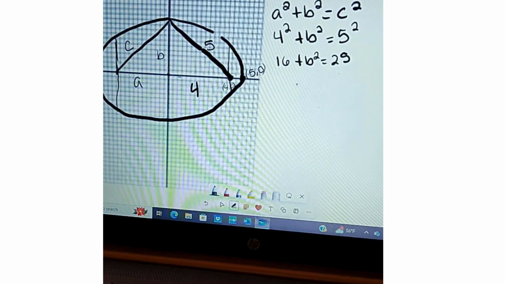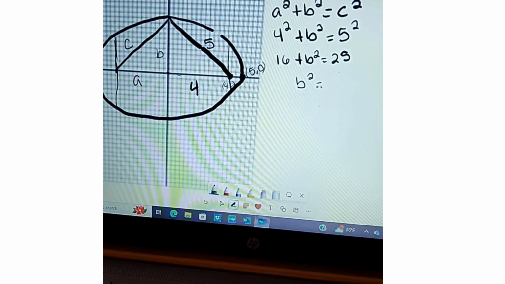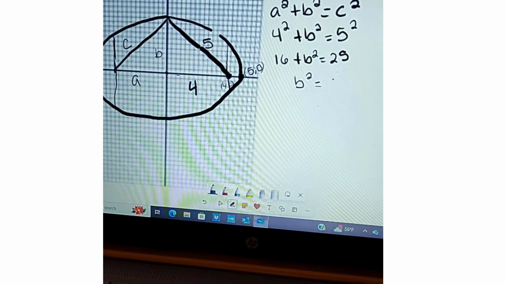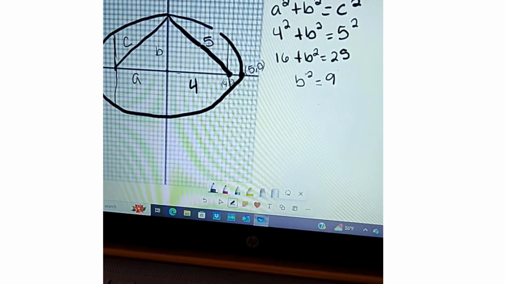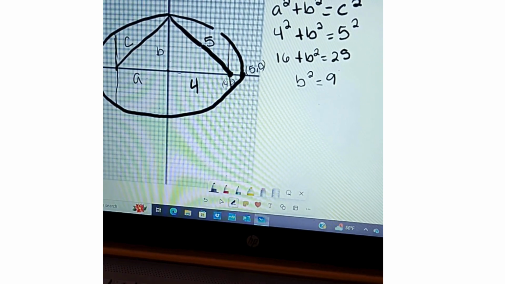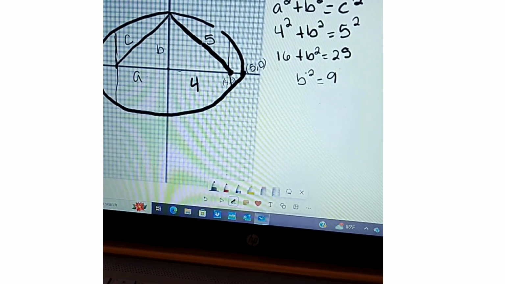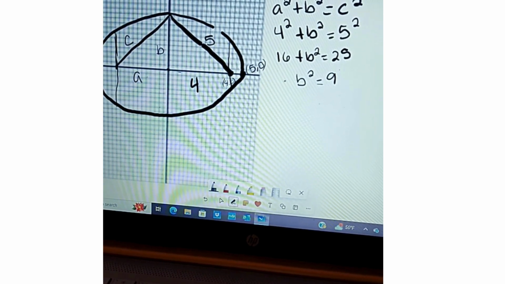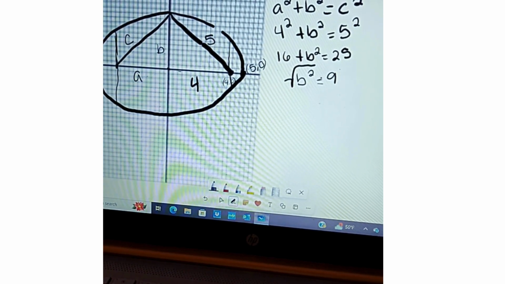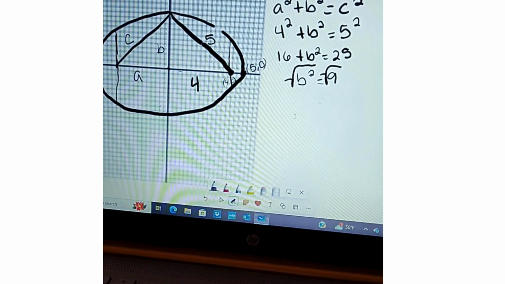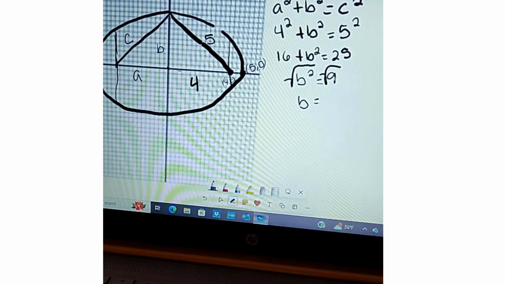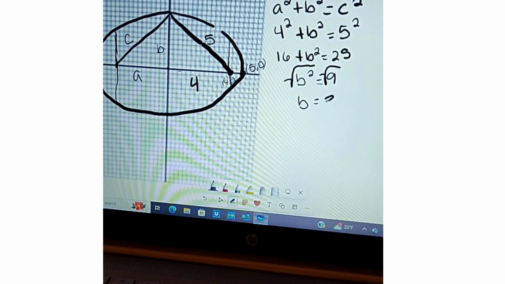Now we want b by itself, so we have b squared. How do we get b by itself? We move the 16 over, and we get 9. So now we need to get b directly by itself. We need to get rid of this exponent, and we do that by doing the opposite, which is the square root. So b is going to be the square root of 9, so that would be 3.